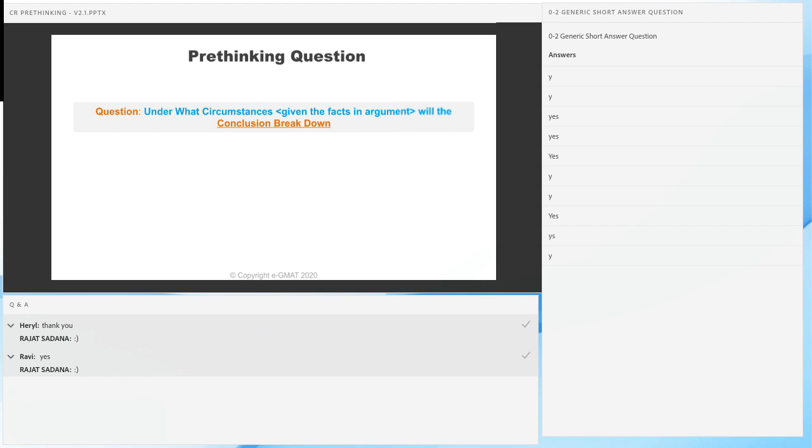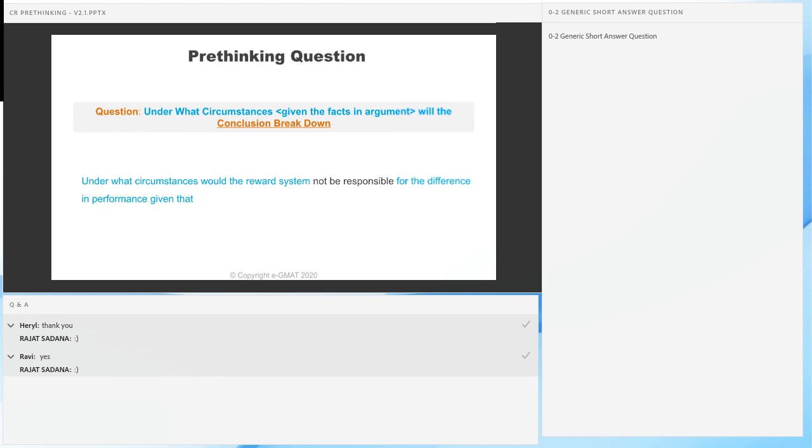Okay. So let's now ask the pre-thinking question. And this is where I want you to slow down. This is where I want you to have your full attention. Your pre-thinking question says, under what circumstances, given the facts and the argument, will my conclusion break down? This is a generic statement, regardless of the argument that we talk about, whether it's predictive, whether it's causal. This question remains the same. So we have to fill in two things, one and two. We have to define the conclusion breakdown criteria, and we have to fill in the facts and the argument. And let's see how we fill that in.